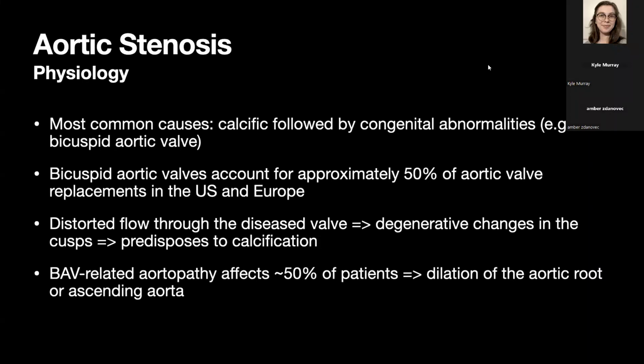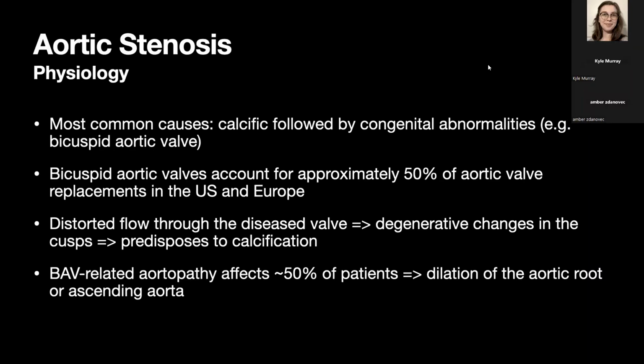The most common cause of aortic stenosis is usually calcification, so just old age, degeneration, that kind of stuff. The second most common is congenital abnormalities, like a bicuspid aortic valve. Bicuspids usually account for about 50% of aortic valve replacements in the US and Europe. Basically, as you get distorted flow through the valve, that's when you get degenerative changes, and anytime there's degenerative changes, that's what calcium glops onto and causes further degenerative changes.